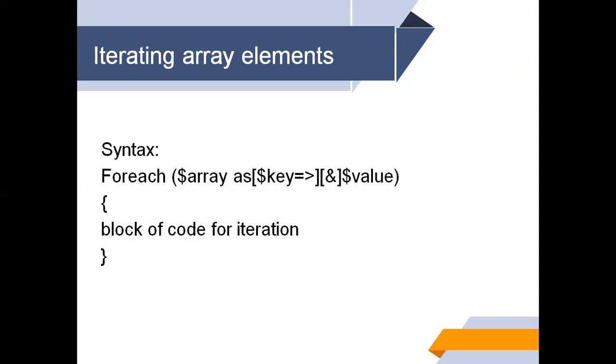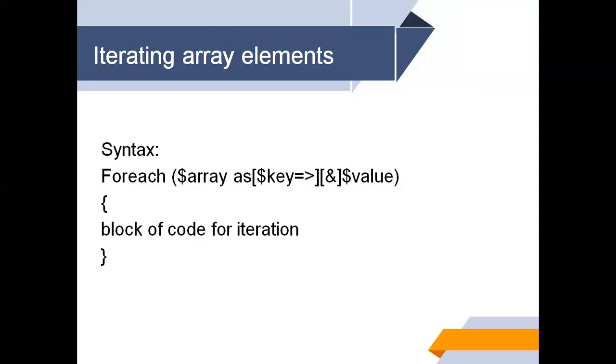Now coming to iterating array elements. The easiest way to iterate through each element of an array is with foreach. The foreach construct executes the block of code once for each element in an array. So the syntax is foreach ($array as $key => $value), and then the block of code for iteration.